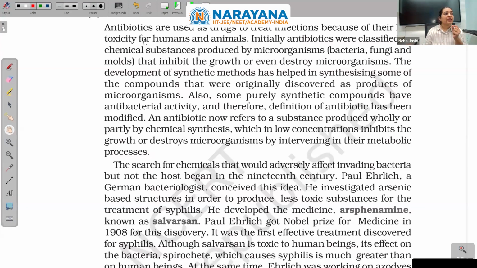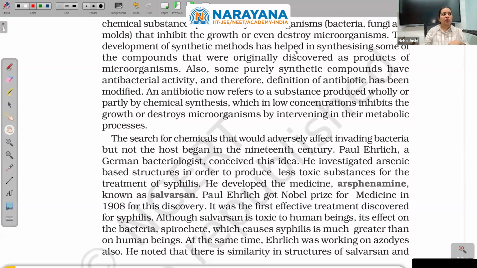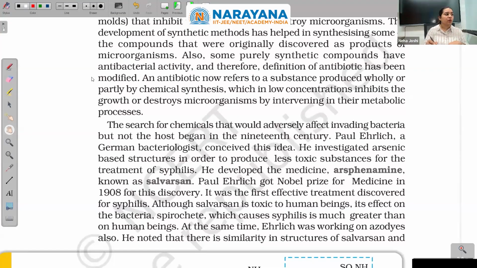Initially, antibiotics were classified as chemical substances produced by microorganisms, bacteria, fungi, and molds that inhibit the growth or even destroy microorganisms. The development of synthetic methods has helped in synthesizing some of the compounds that were originally discovered as products of microorganisms. Also, some purely synthetic compounds have antibacterial activity, and therefore the definition of antibiotic has been modified.